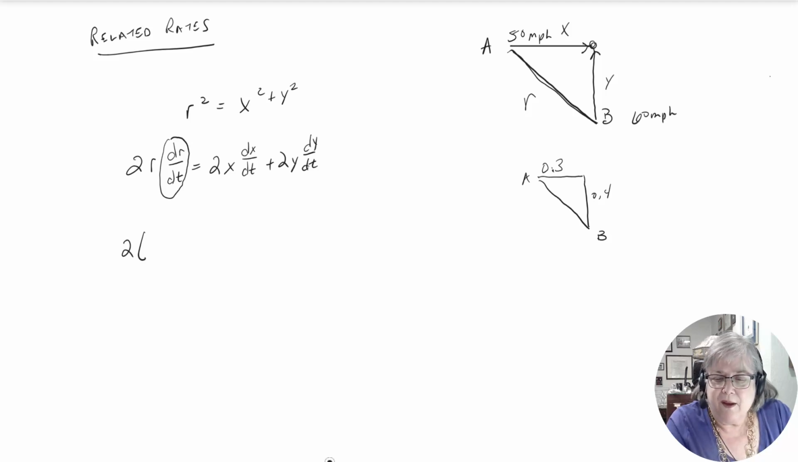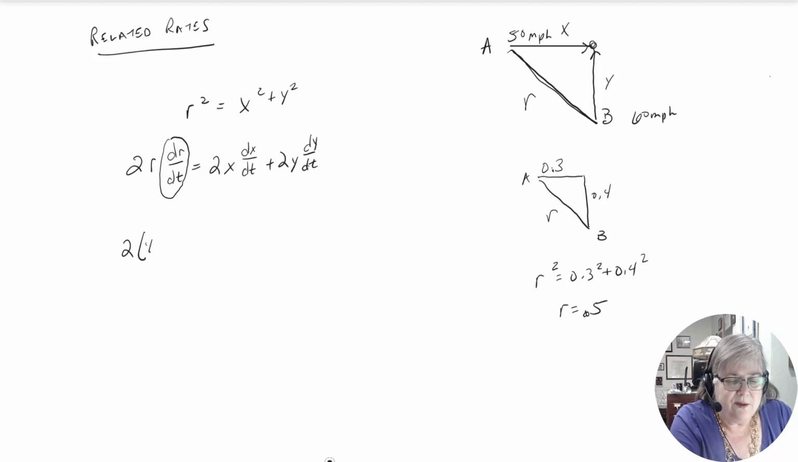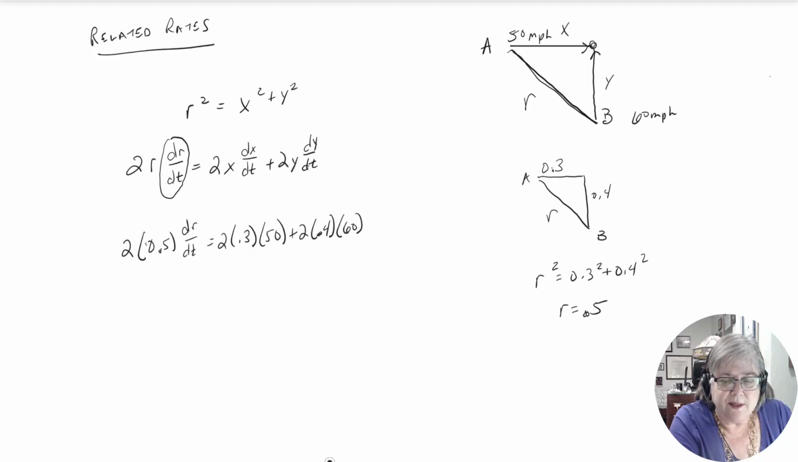Well, if this is 0.3 and this is 0.4, then this turns out to be 0.5. Your typical 3, 4, 5 triangle. So this would be 0.5. And dr dt, I don't know. That's the answer to the question of the day. So this is 2. X is 0.3 at that moment in time, traveling at 50 miles per hour. 2, 0.4 at that moment in time, traveling at 60 miles an hour. So when you solve all this, you get 78 miles per hour.